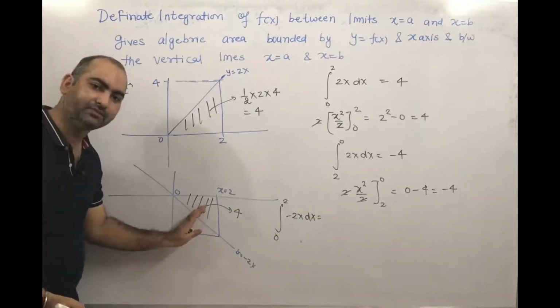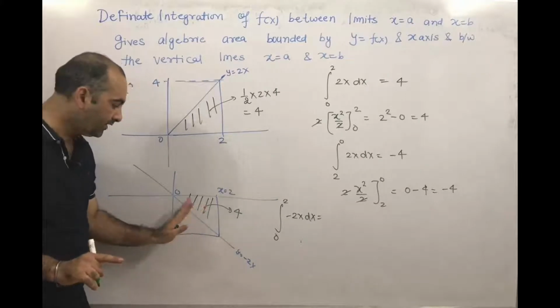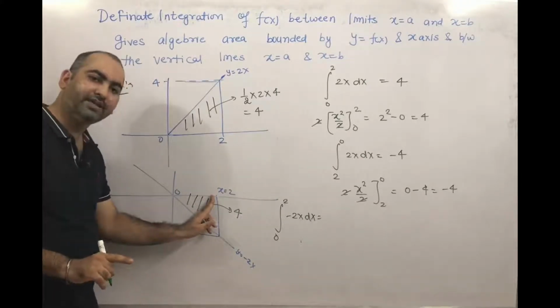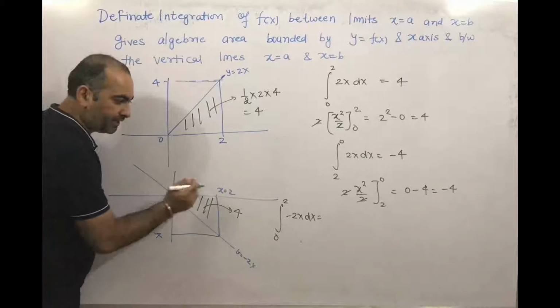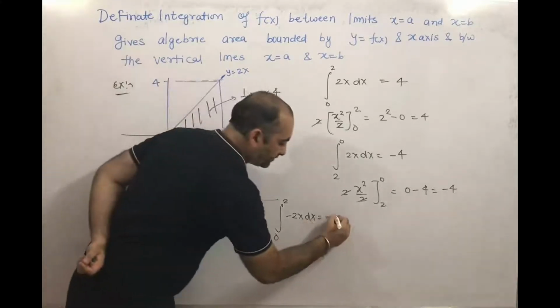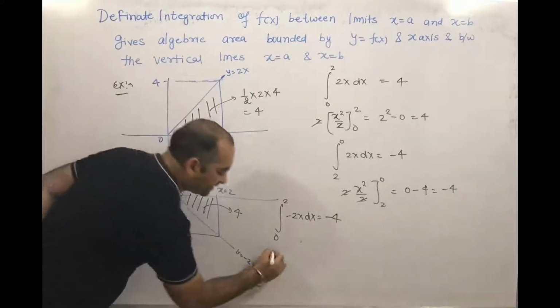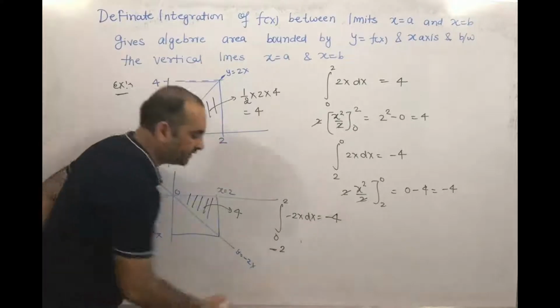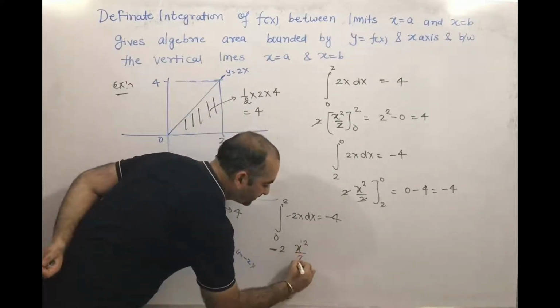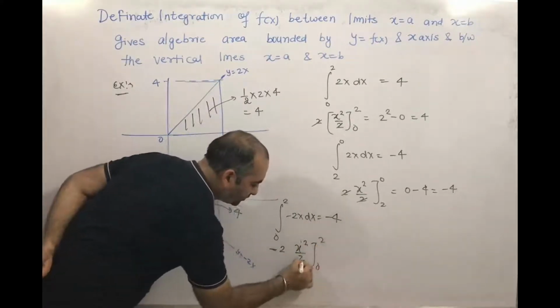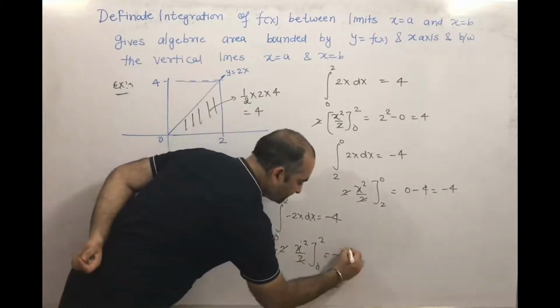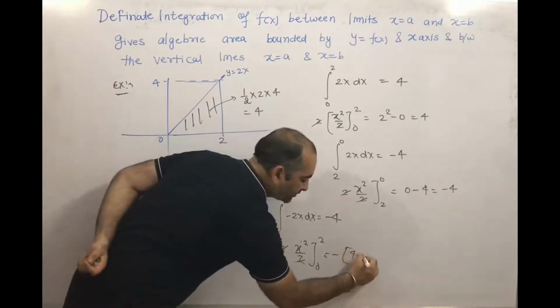This area is below the x-axis, so negative will come. And you are taking from 0 to 2, so the limit is also from left to right. So this area will come minus 4. If you want, you can do it. Minus 2 is outside, so this will come x square by 2, limit 0 to 2. So the 2 gets cancelled, and this will come minus 4 minus 0.